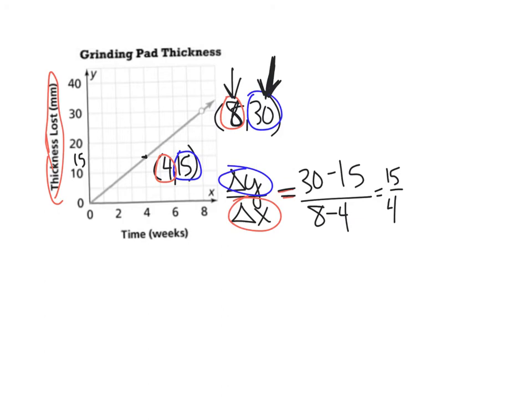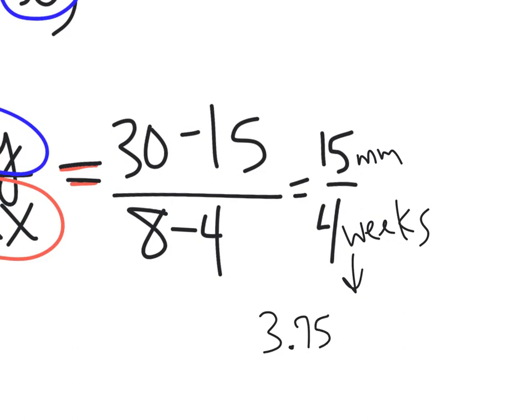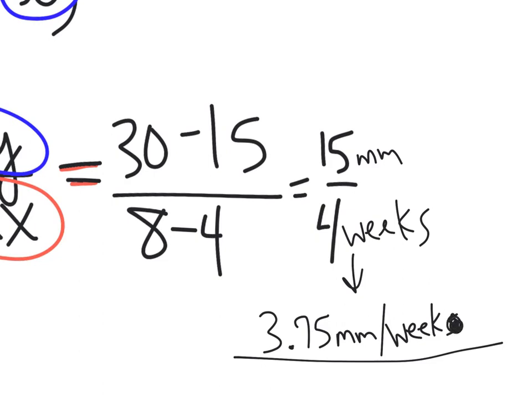Unit rate might be a nice thing to know as well. So this is millimeters per week. If we divide that out, that'll tell me how many millimeters per week we're losing. We could change that to a mixed number, which is 3 3/4. The decimal's not bad in this case. So if you want to say 3.75, okay, 3.75 millimeters per week is how much thickness is being lost. Again, it's kind of backwards a little bit how they did this problem, but that's okay.